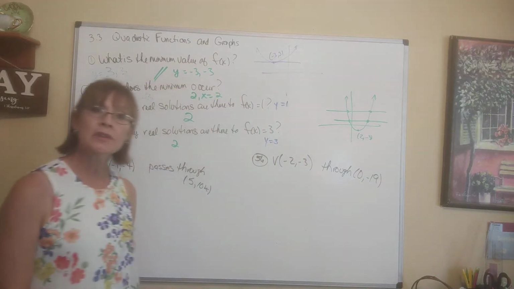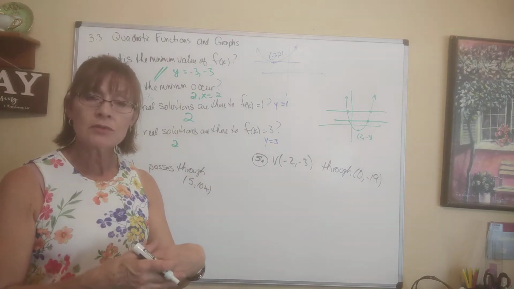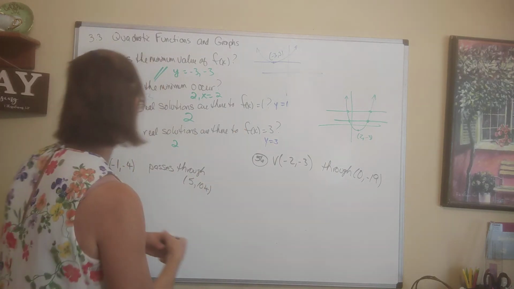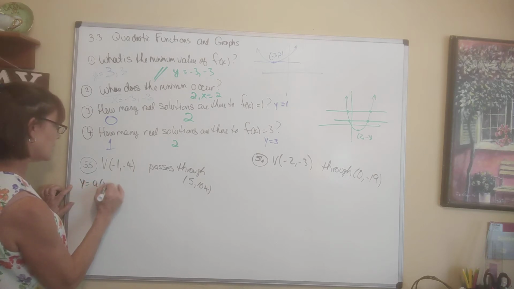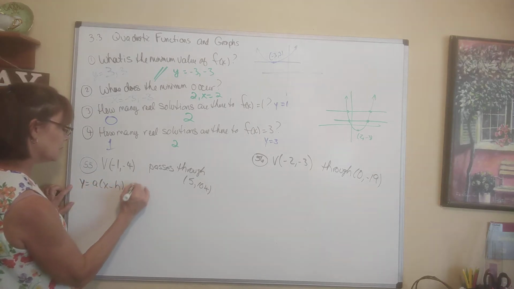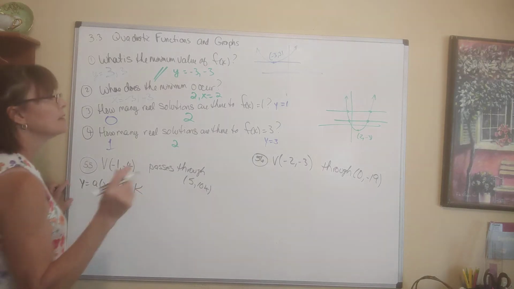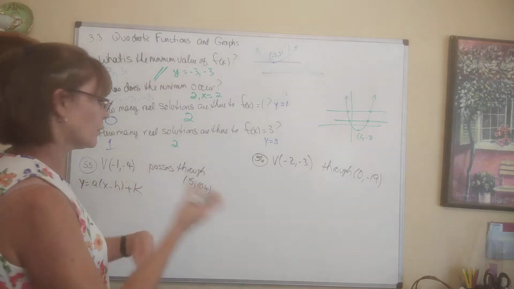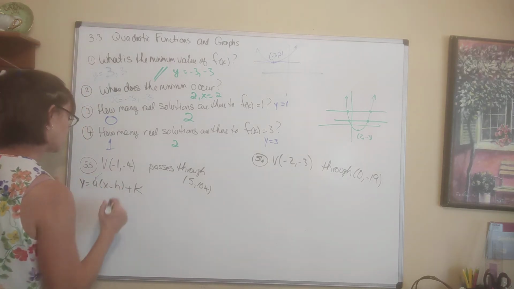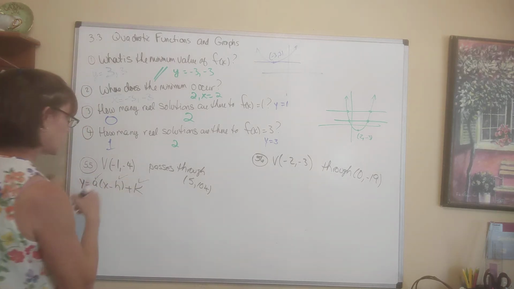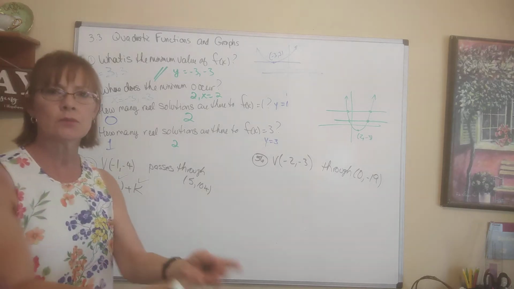If they give you the vertex, use the vertex form. That is really awesome. So here's the vertex form. Y is a times x minus h squared plus k. Okay. So what does it mean, a working equation? What do we have to fill in? We have to put in a number, the right value for h, k, and a. And then we have completed what they've asked us to do.